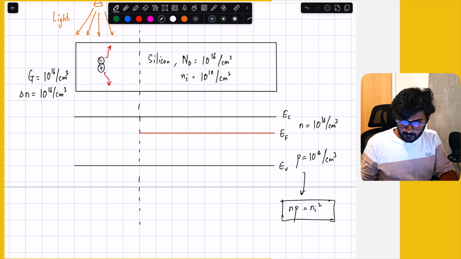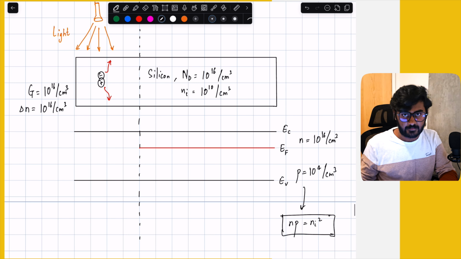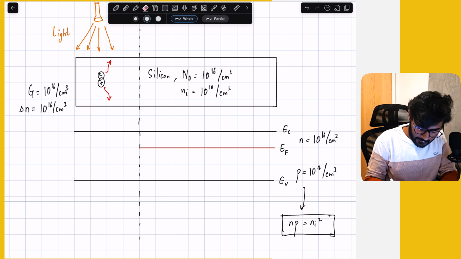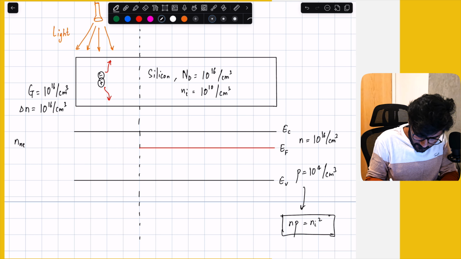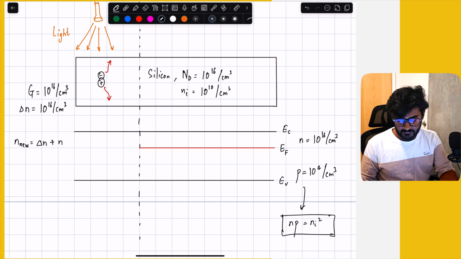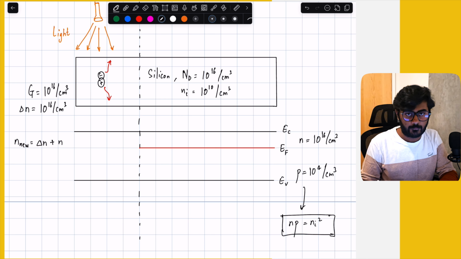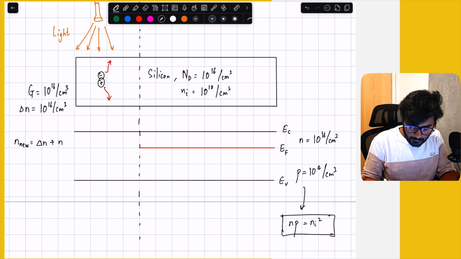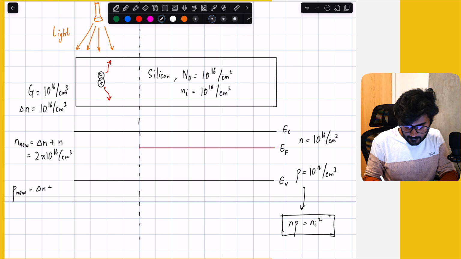Now let's see what happens to the Fermi level in the region where we are shining light on the semiconductor. The new concentration of electrons is equal to delta n plus n. Here n is the old concentration that was there before, and delta n is due to the generation process because of light, and this is equal to 2 times 10^16 per cm^3. Similarly, the concentration of holes is equal to delta n plus p, and this is also approximately equal to 10^16 per cm^3.